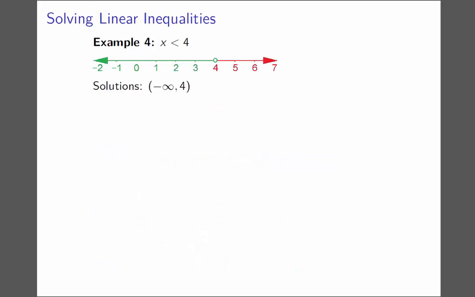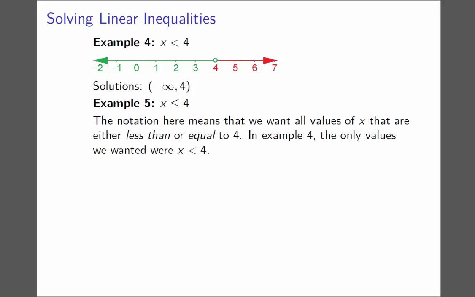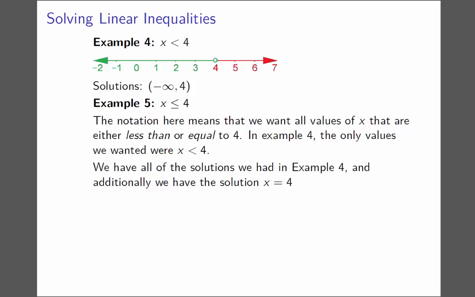Let's look at another example similar to our first one. We want to find all the values of x that are less than or equal to 4. The notation here means that we want all values of x that are either less than or equal to 4. In example 4, the only values that were solutions were the values of x strictly less than 4. For our new inequality, we will have all the solutions we had in example 4, because they were all less than 4, and additionally, we have the solution x equals 4.